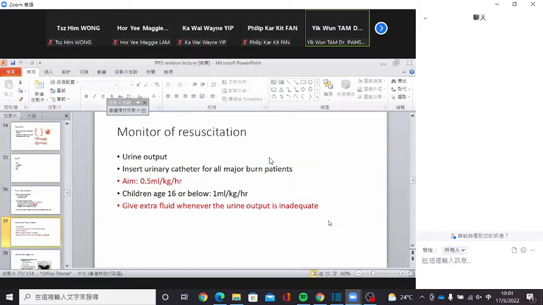And that really depends on different patients' response. So the key message is that you've got to go back and reassess the adequacy of resuscitation for your patient. You do not just prescribe the fluid and then let them wait for 24 hours till the regimen is completed. You've got to come back and reassess.